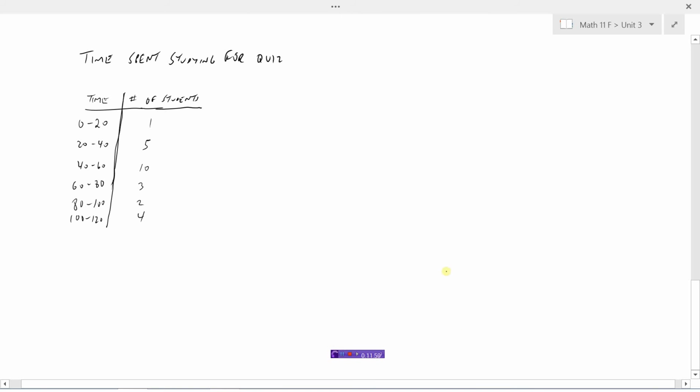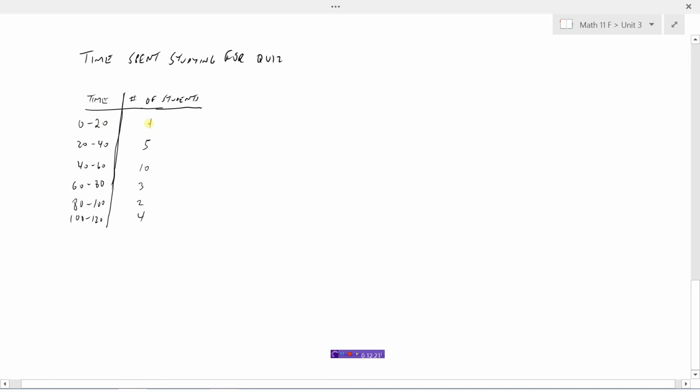Alright, let's consider another example here and find the mean and the standard deviation for this set of data. So here's the time spent studying for a quiz. So we have some intervals here from 0 to 20 minutes. This should be in minutes. 20 to 40 minutes, 40 to 60 minutes, 60 to 80 minutes, so on.